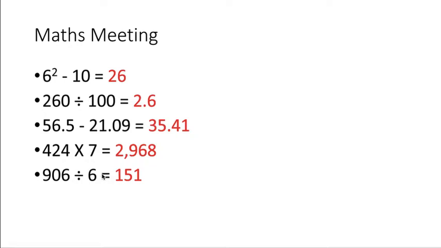I think the trickiest one on there might have been the subtraction. For this, you can always put a 0 to show that there are no hundredths, and then look at it a little bit like money. £56, 50 pence, and £21 and 9 pence. If that helps, you can always think of your decimals as money.